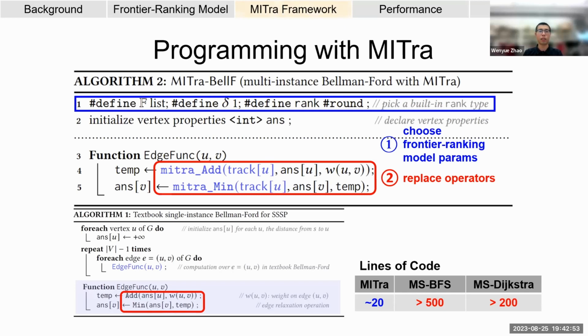The simplicity of programming with Mitra is also reflected in the lines of code required. Compared to crafted one-off multi-instance processing algorithms, Mitra only needs about 20 lines of code for the entire program, while multi-source BFS uses over 500 and multi-source Dijkstra more than 200 just for the core function.